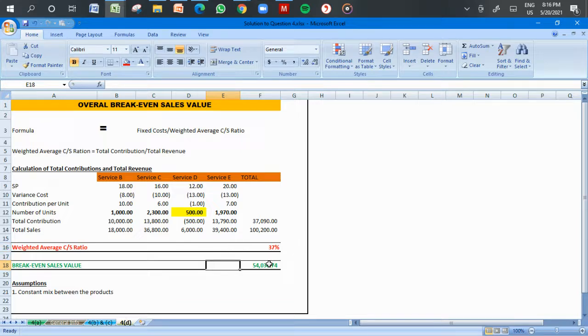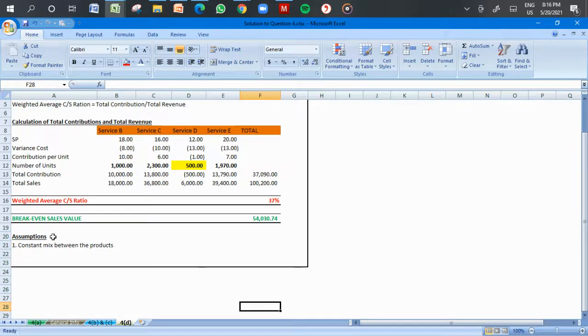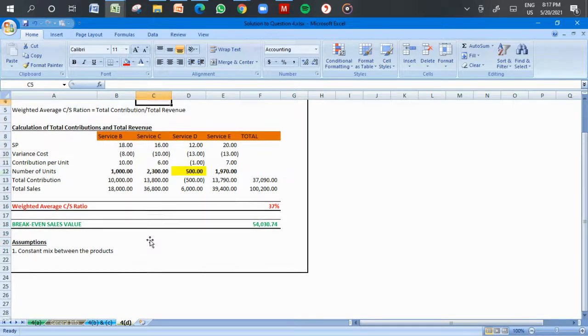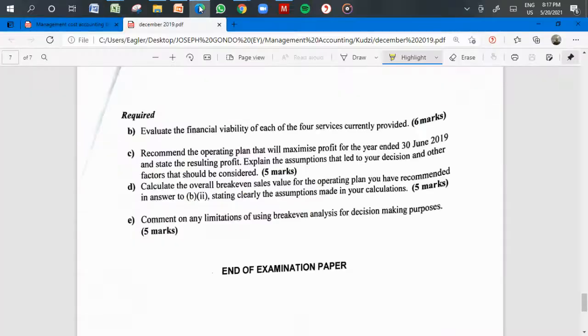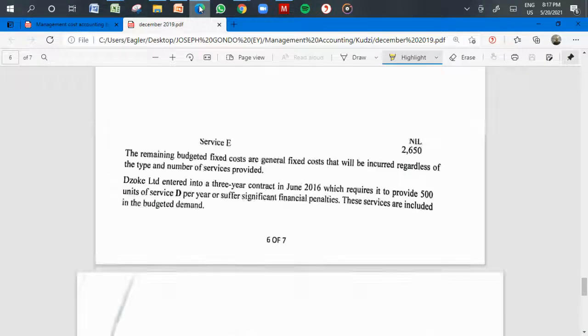Then divide the fixed costs by it. The break-even point was found to be 54,030.74. The assumption that I made there was a constant mix between the products. And that was it. That is how you were supposed to answer the last question on the 2019 paper.